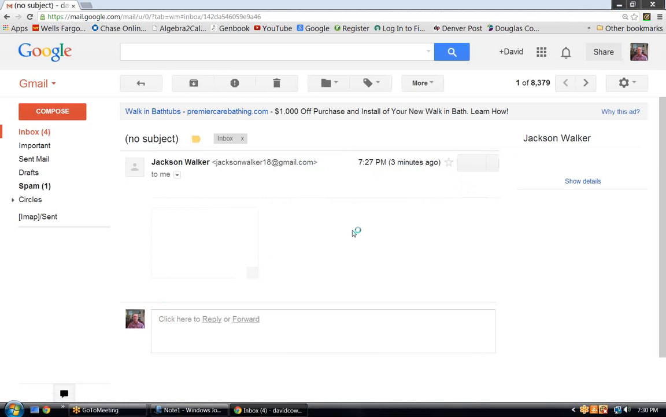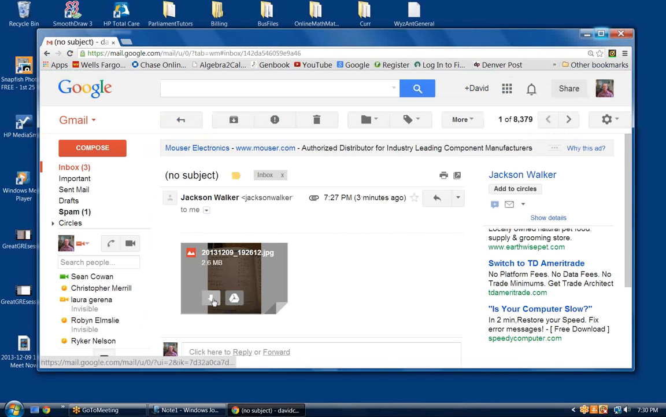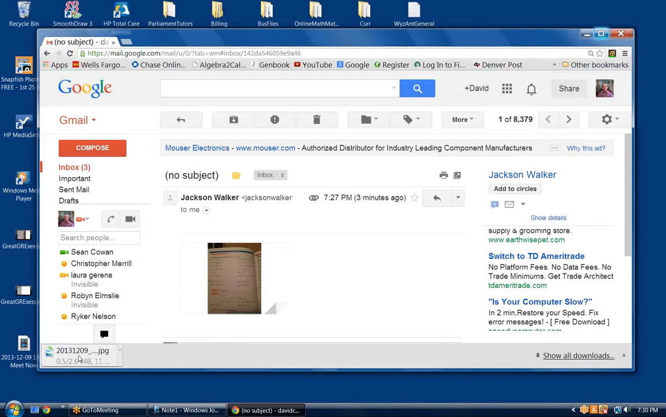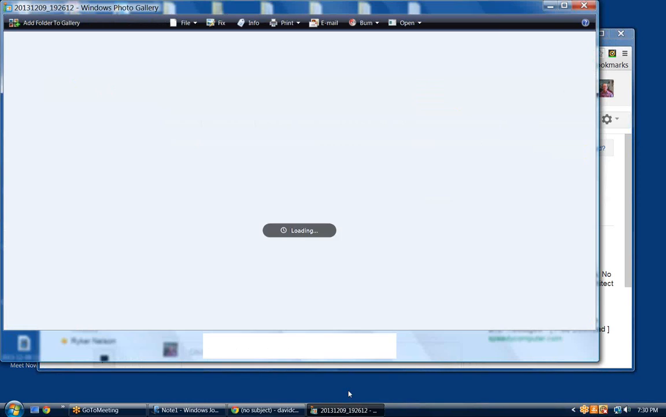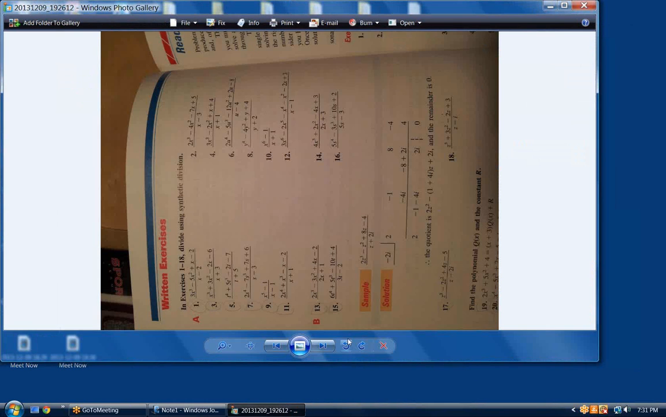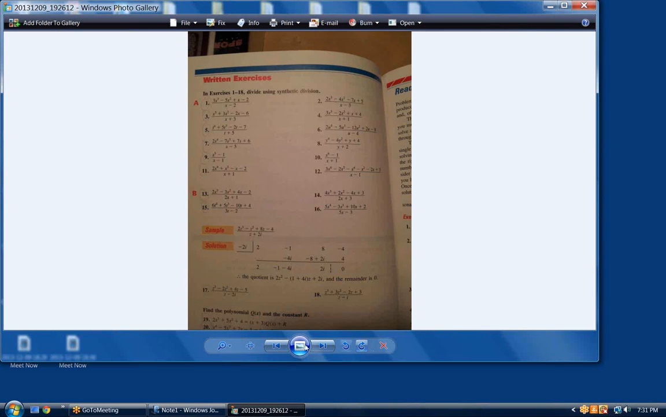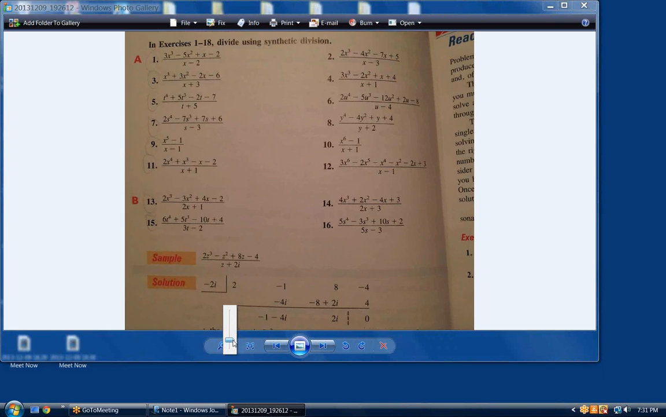Uh-oh. I don't like this message. Is this a PDF file by chance? No. Here, let me get it off of here and close this out. Google Chrome really takes a lot of memory.